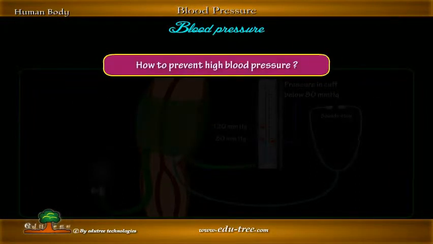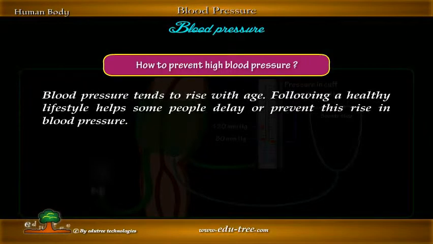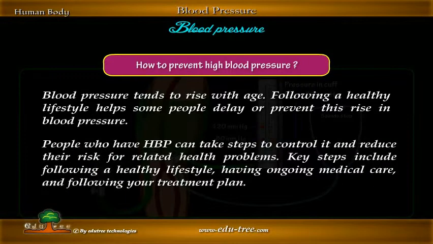How to prevent high blood pressure. Blood pressure tends to rise with age. Following a healthy lifestyle helps some people delay or prevent this rise in blood pressure. People who have high blood pressure can take steps to control it and reduce their risk for related health problems. Key steps include following a healthy lifestyle, having ongoing medical care, and following your treatment plan.